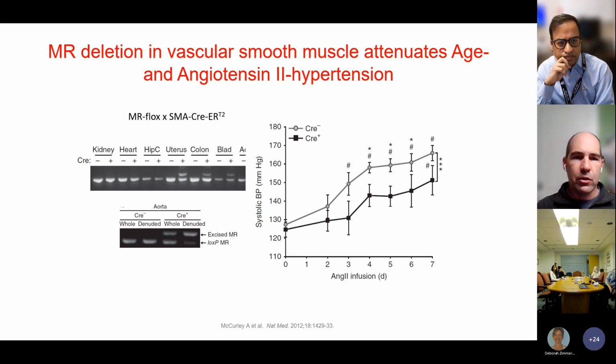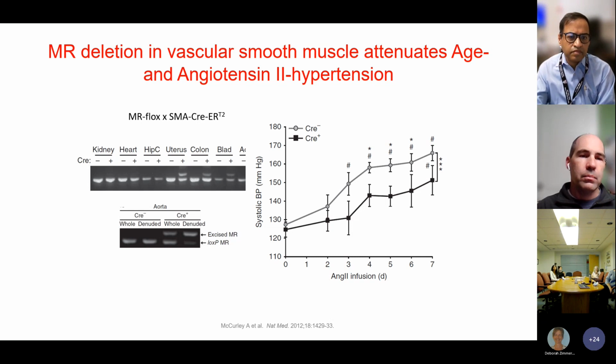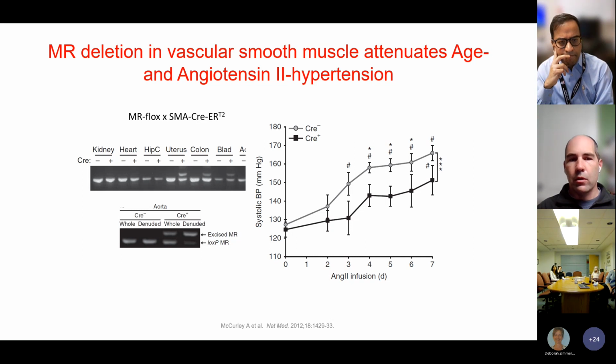She's really just interested in the vascular smooth muscle. So when she took the aorta, you can see that when she stripped the endothelium, it really gets rid of most of the band. So what this means is that most of that MR is present in the vascular smooth muscle in the aorta, and she basically excised it with this system. And with aging or Ang II infusion, she's got a number of pretty elegant studies which show that this prevents the hypertension in response to Ang II.